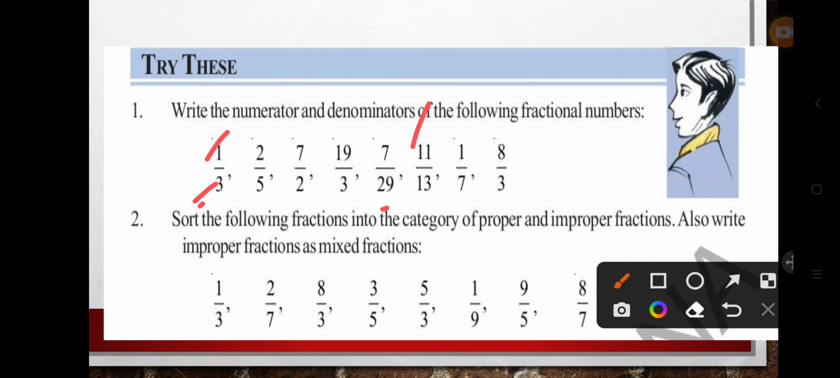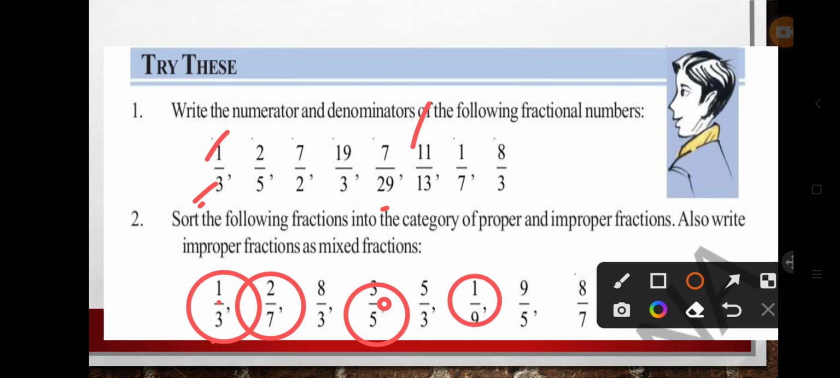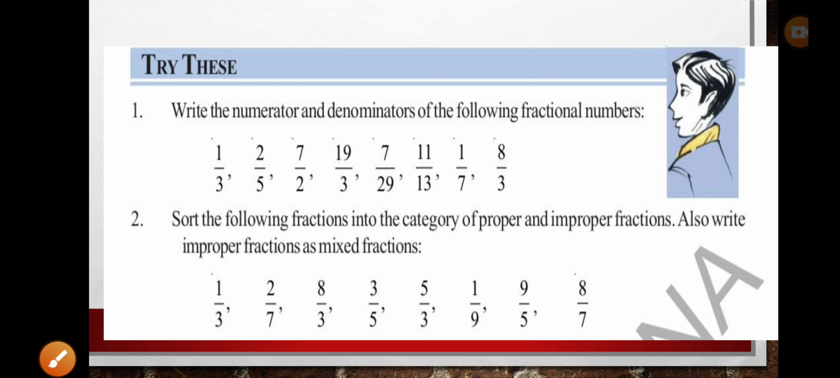Suppose we sort the following fractions into the categories of proper and improper fractions. Okay, I will circle the proper fractions here. This is a proper fraction, this is also a proper fraction, this is also a proper fraction, this is also a proper fraction. So the remaining all are improper fractions because the denominator is not greater than the numerator. So I think you understood.